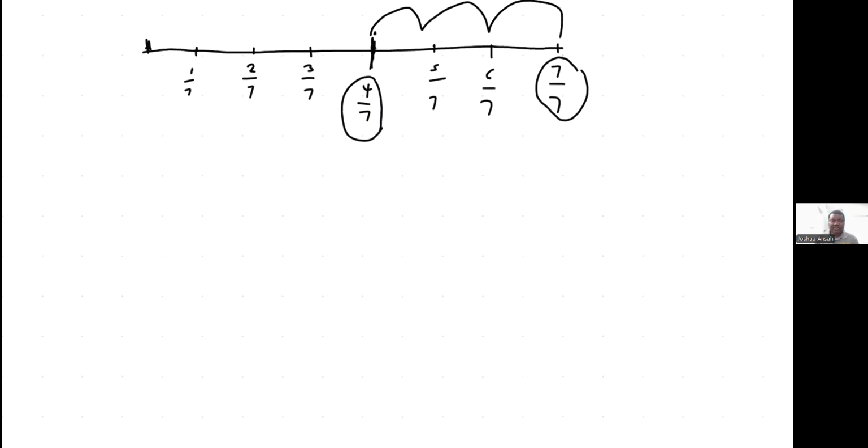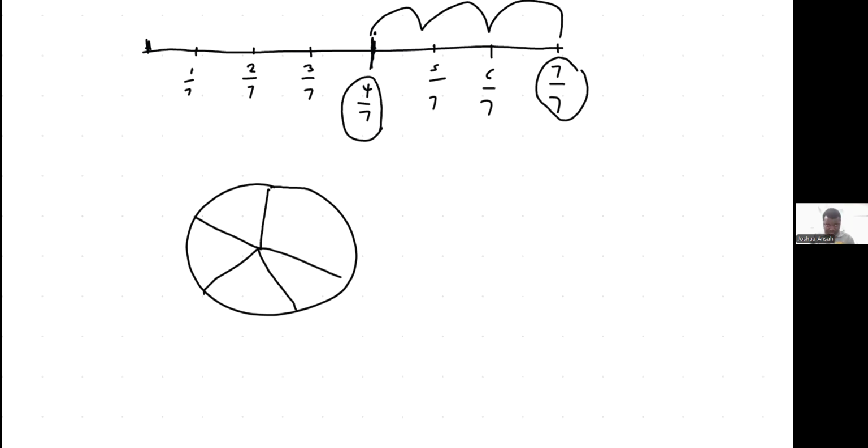Yeah. So the same way, let's try to divide this into 7 parts. 1, 2, 3.